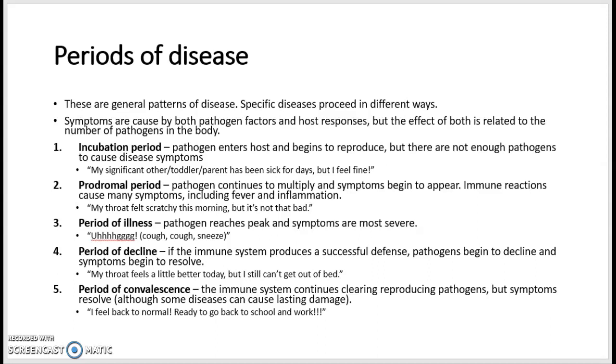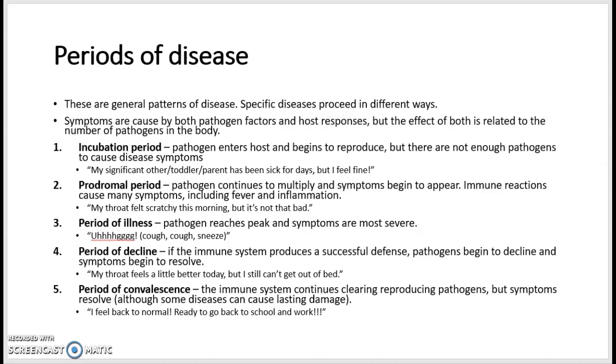So, periods of disease are the changes in the disease over a course of time. Here we'll talk about general patterns of disease. Specific diseases proceed in different ways. Symptoms are caused by both pathogen factors and the host response to the pathogen, but the effects of both are related to the number of pathogens in the body. The first period is the incubation period. This is when the pathogen enters the host and begins to reproduce, but there are not enough pathogens to cause disease symptoms.